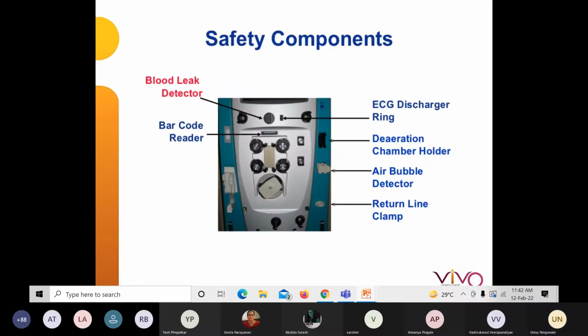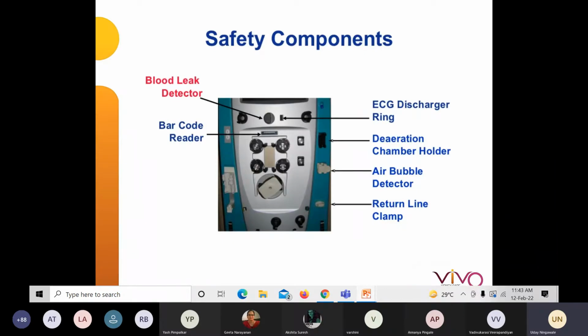About the safety components, there is a blood leak detector sensor. If any effluent comes with the blood, the optical blood leak detector, which works on photoelectric cells, will detect it. Deaeration works on the deaeration chamber holder. There is an air bubble detector, and there is also a return line clamp. There is a barcode reader and ECG discharging also present. So these give the safety precautions.